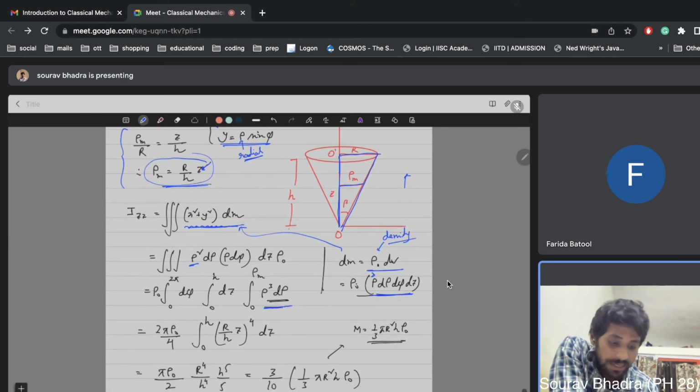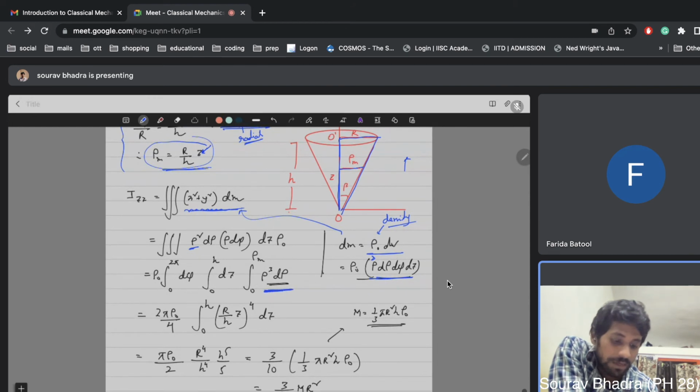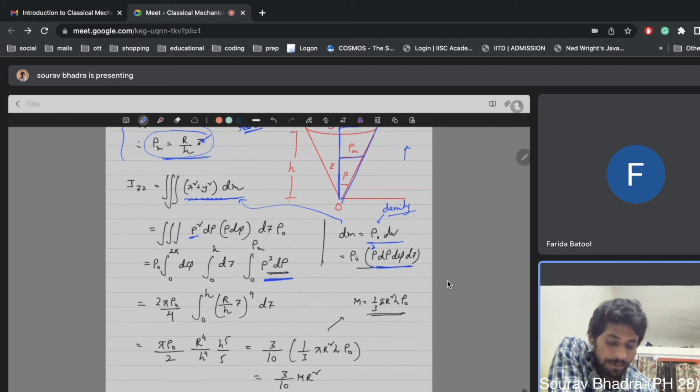This particular integration will give you rho to the power 4 by 4, which is rho m to the power 4 by 4 after putting in the values. So it will give you rho m to the power 4 by 4, and in place of rho m we are putting R z by h. So you can see R z by h to the power 4 in place of rho m, and this 4 is here, this 4.